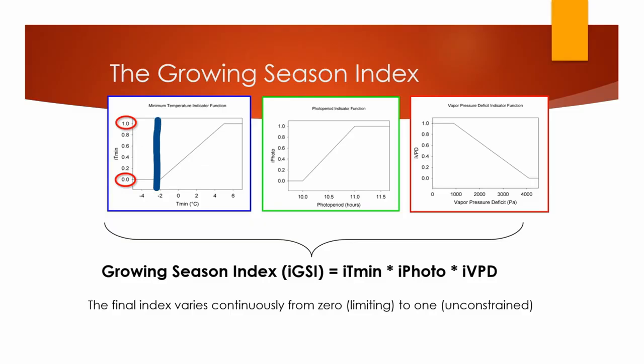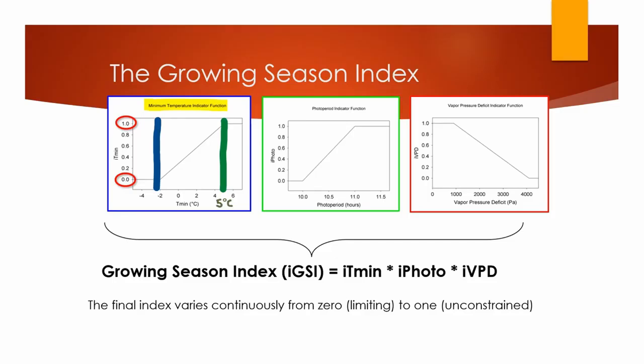So what we do is we define limits that say below a certain level, this particular variable is fully constraining plant function. So in this case, minimum temperature. When minimum temperature is below -2 degrees Celsius, which is somewhere around 28 degrees Fahrenheit, plants are completely unhappy. And as you increase above freezing, at some point temperature isn't limiting anymore. So in this case, as we get above 5 degrees Celsius, we assume that minimum temperature doesn't limit plant function any further.